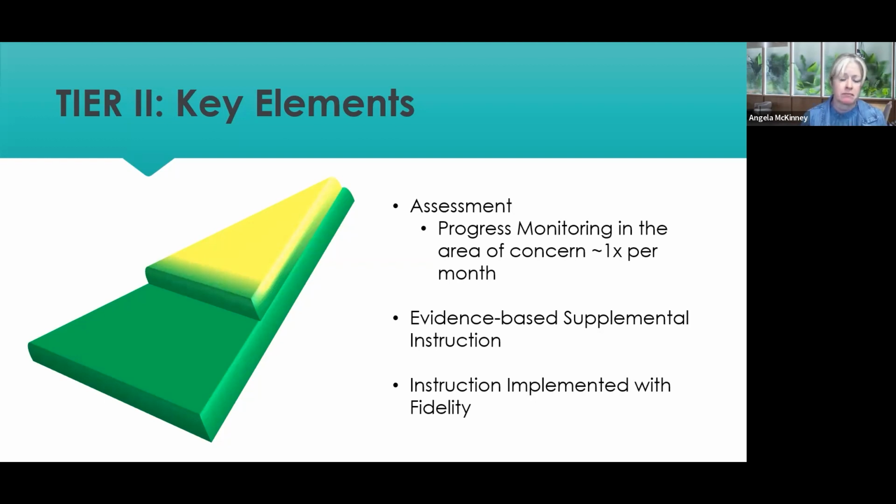I want to know how many words I can read per minute. I don't care how I do on a STAR test. I don't care how I do on NWEA overall. That may not tell me what I need for fluency. So your assessment measures here should be quick, they should be cheap or free, and they should be easy to do. So a quick measure of reading fluency, a quick math probe that tells me how they're doing on a particular skill that we're working on.